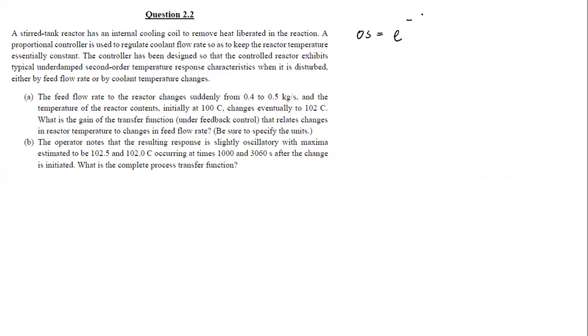So the equation for overshoot in this case will be given by e to the power of negative pi multiplied by the damping factor, divided by the root of 1 minus the damping factor squared, right? So this is the equation that we use to calculate the overshoot.